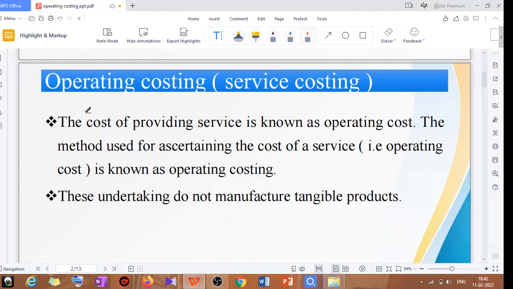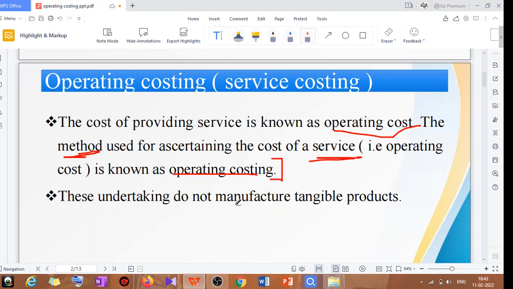Okay. So what is operating costing? Operating costing is also known as service costing. The cost of providing service is known as operating cost. The method used for ascertaining the cost of service, that is operating cost, is known as operating costing. So we can say that operating costing is a method to calculate the cost of service.